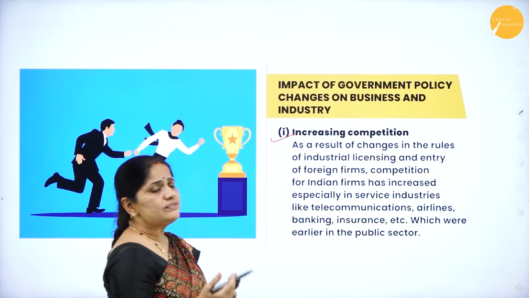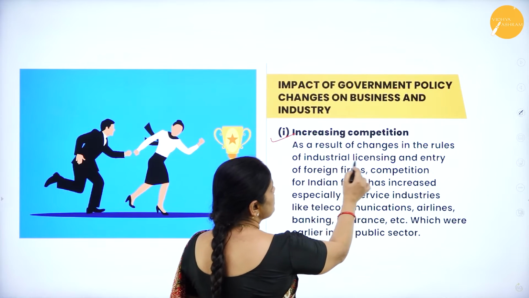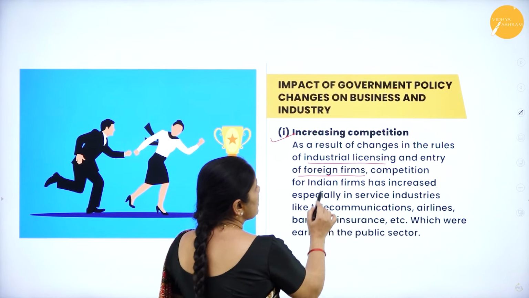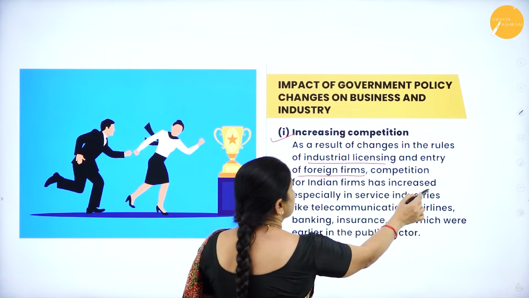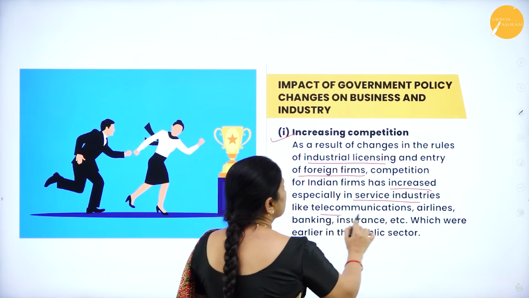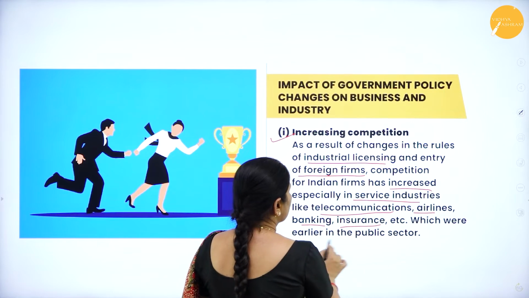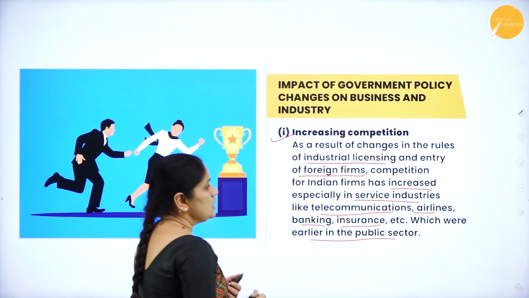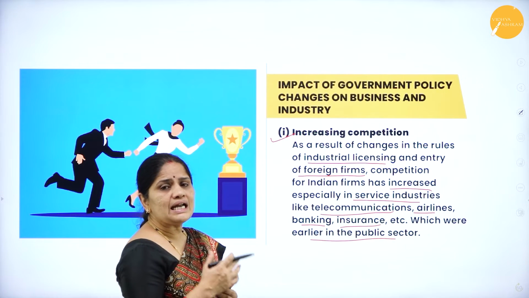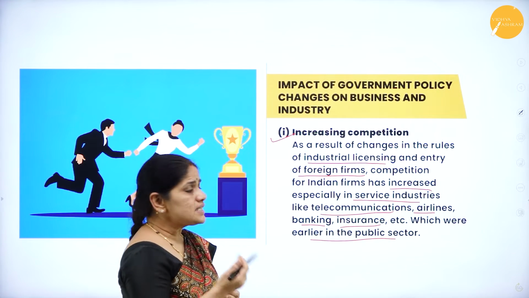So there was a lot of increase in competition. As a result of the changes in rules of industrial licensing and entry of foreign firms, competition for Indian firms has increased, especially in the service industries like telecommunication, airlines, banking, insurance, which were earlier in the public sector. Because of the entry of foreign firms, we could see that there was a rise in competition.